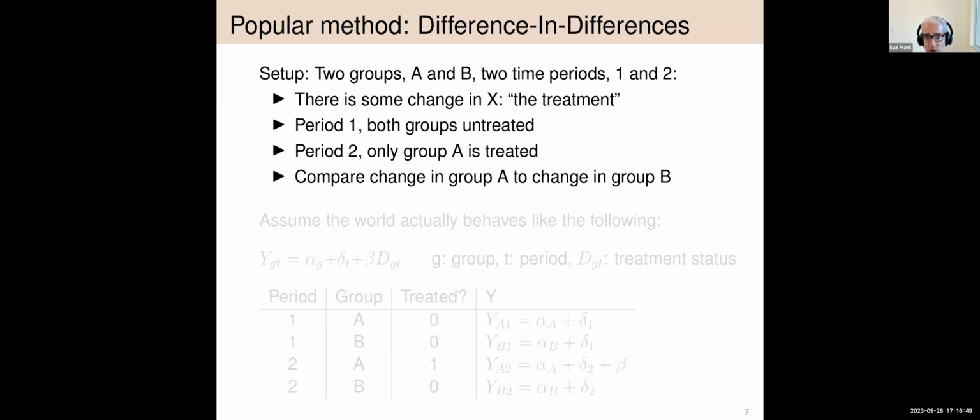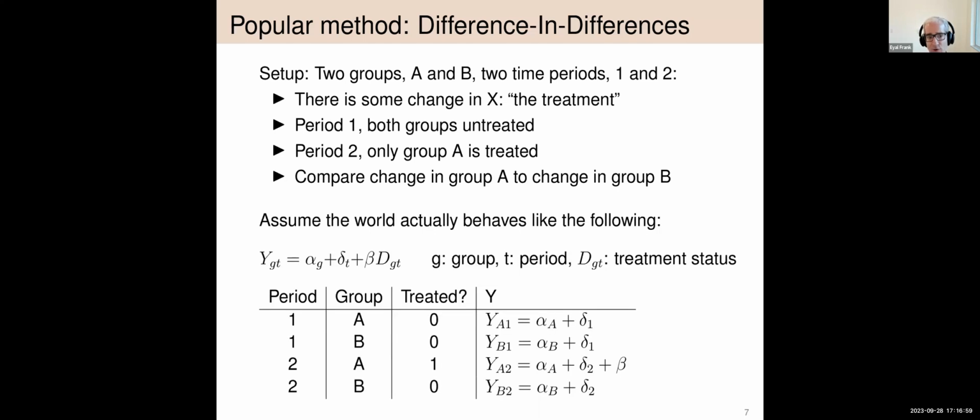We're going to focus on learning about the changes in group A in between those time periods relative to the changes in group B. Why is that helpful? If you're willing to accept that this somewhat caricature characterization of the world makes sense, the outcome for group A or B in time period 1 or 2 is some function of a group effect, okay, that stays constant over time.